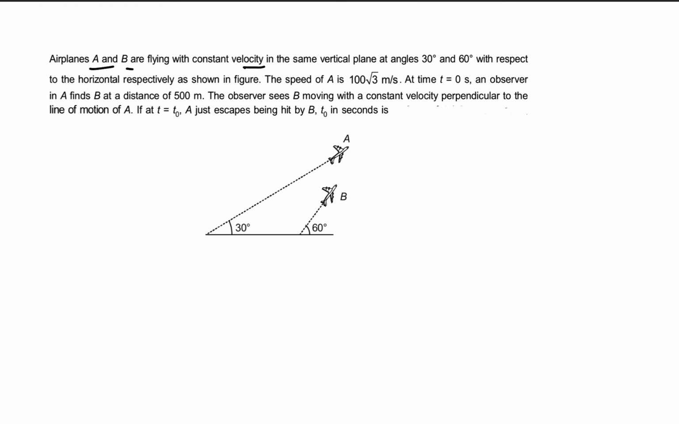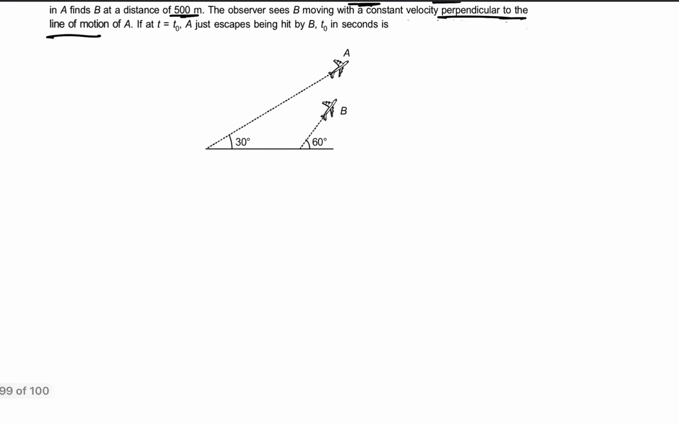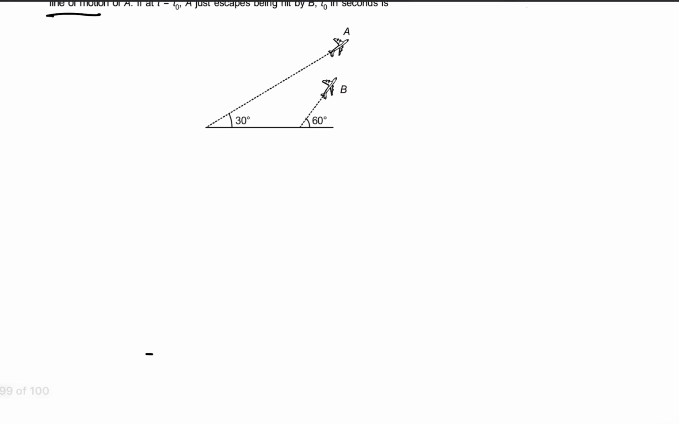Airplanes A and B are flying with constant velocity in the same vertical plane at angles 30 degrees and 60 degrees with respect to the horizontal respectively, as shown in the figure. The speed of A is 100 root 3 meter per second. At time t equal to 0 seconds, an observer in A finds B is at a distance of 500 meters. The observer sees B moving with constant velocity perpendicular to the line of motion of A.